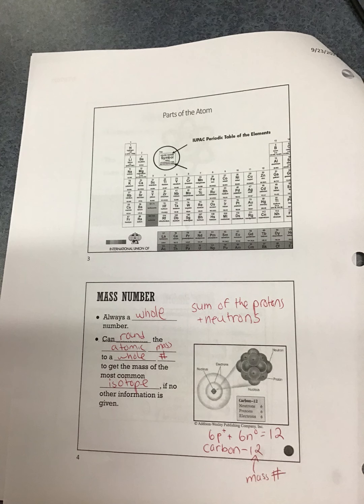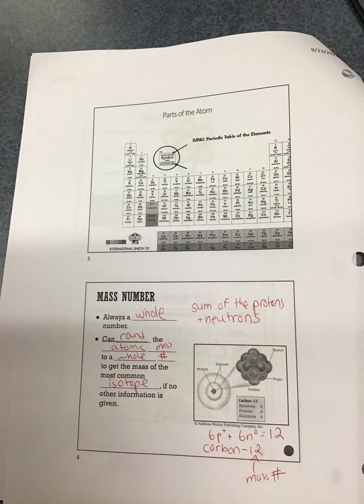Mass number is always a whole number. You get it from the sum of the protons and the neutrons, or if you don't have that option, you're going to round the atomic mass to the whole number. There's more than one possible mass number of an element, but the one it's closest to in the periodic table is the most common. But if they give you protons and neutrons, you want to use that combination, so just ignore the decimal number.